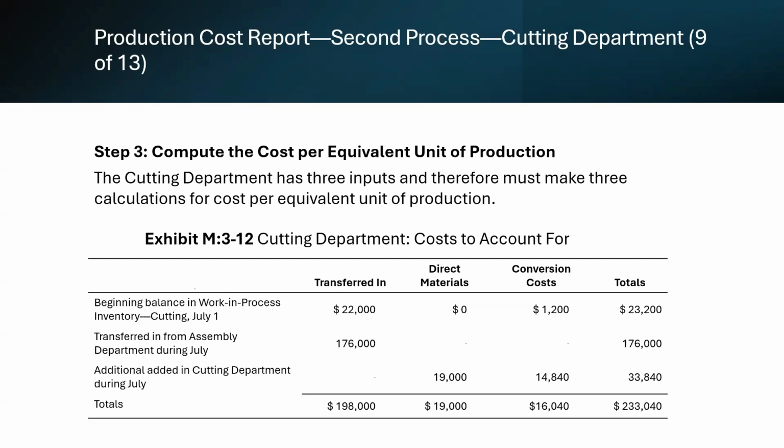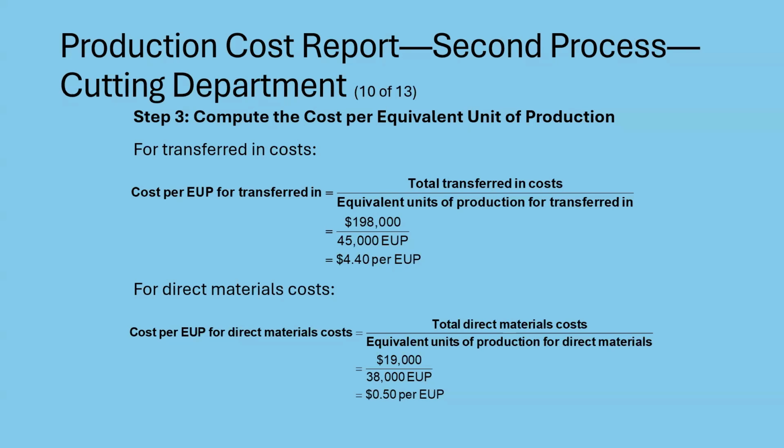So our next task is to split these costs between the 38,000 completed puzzles transferred out to finished goods inventory, and then the 7,000 partially complete puzzle boards that remain in the cutting department ending work in process inventory. So here you see step 3, compute the cost per equivalent unit of production.